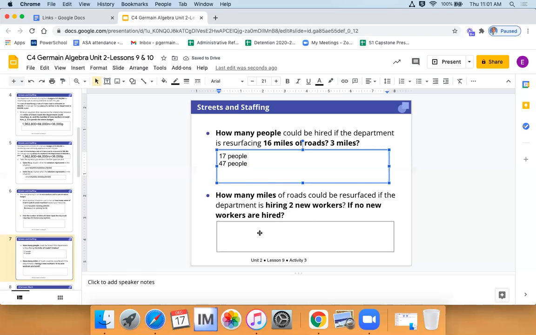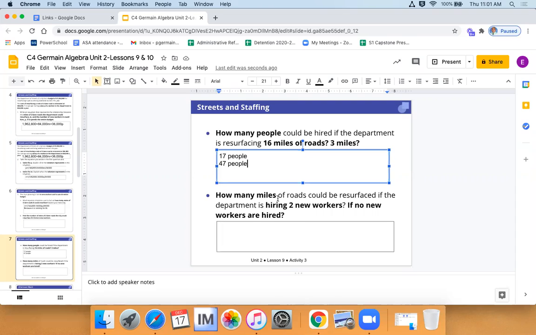Because if we get 48 people, we're not going to have enough money to pay that 48th person all of his money. So we need to round it down so that, I mean, we're going to have a little bit of extra money left over, but that's better than not having enough.